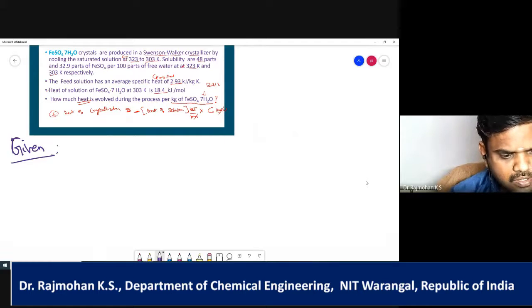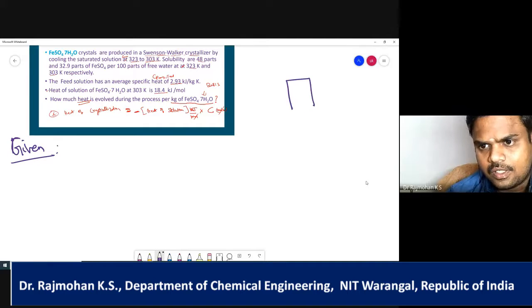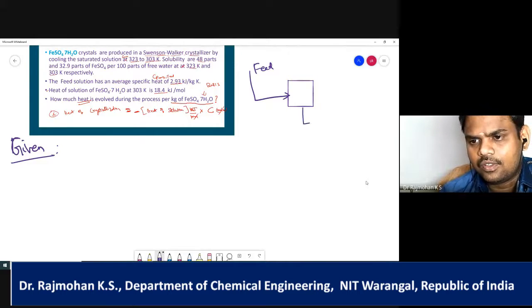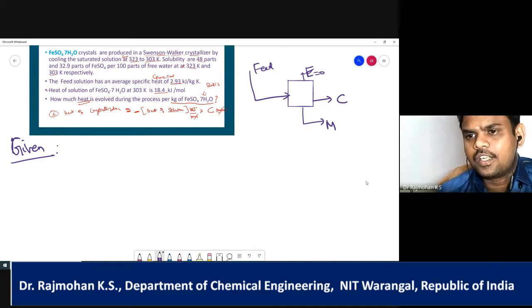So it is given that... what is happening? Let me draw a crystallizer. So in this crystallizer, we have feed, right? So we have mother liquor, we have crystal formation. So it is cooling, there is no evaporation. Okay, no evaporation is taking place, or we can say it is negligible.